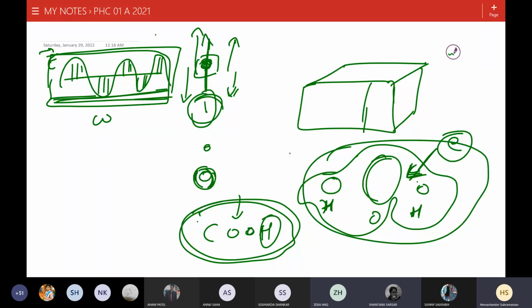And that's basically the idea of resonance. You use resonance to target a specific molecule. And the same concept, we talked about it in nuclear magnetic resonance. You target a specific nucleus. In nuclear magnetic resonance, it's the nucleus. Here it is the electron, there it is the nucleus. That's the difference.